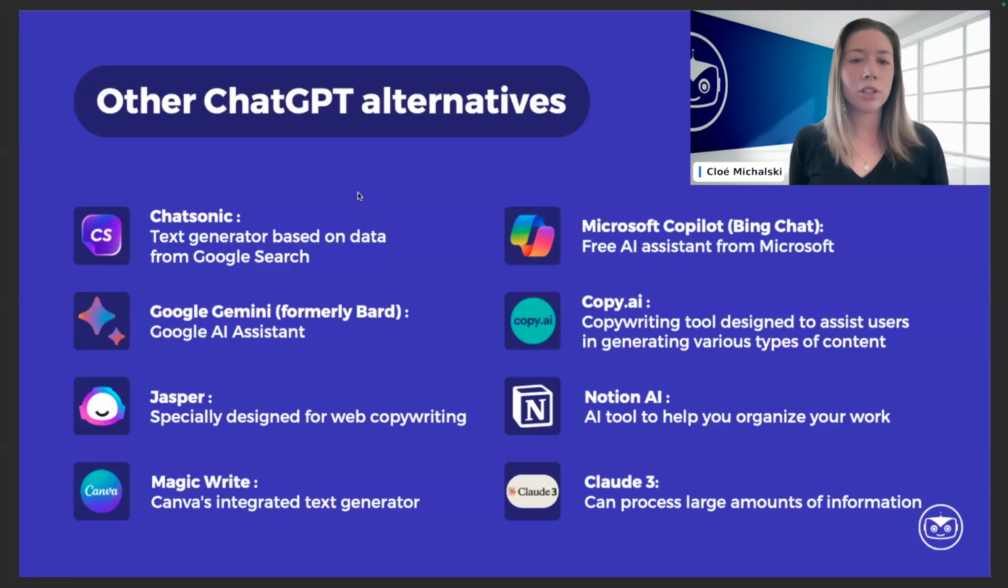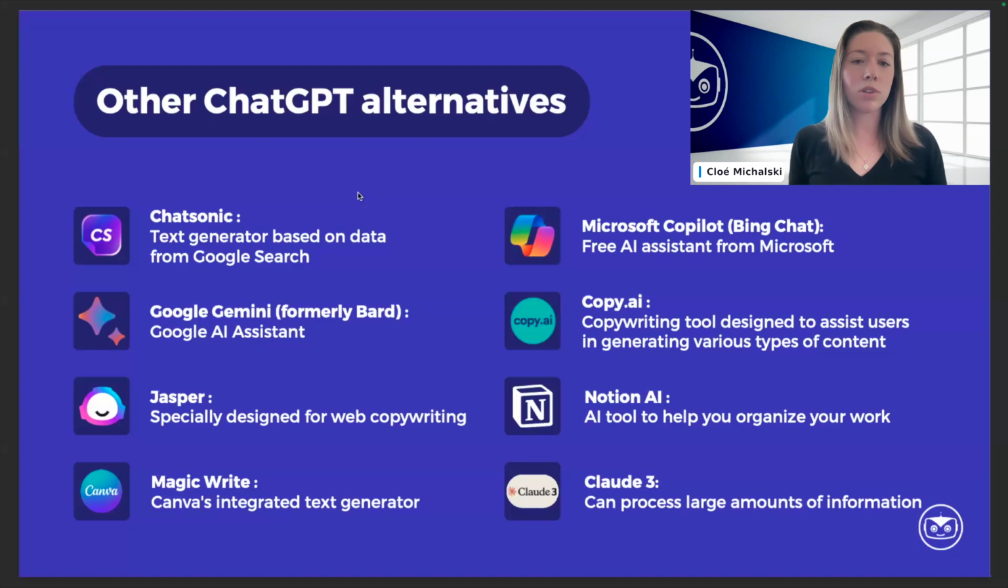There's also Magic Write. It's the tool that is directly in Canva. So it's similar to ChatGPT. You can write text up to 500 words. You can continue a writing paragraph that has been started. You can create a list of ideas or even transform keywords into a complete text.